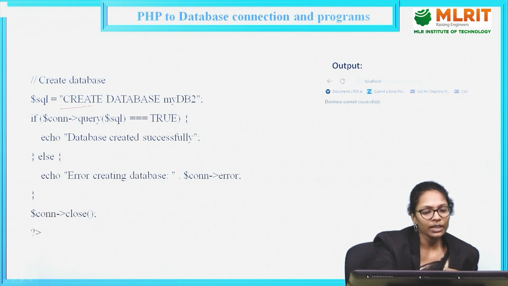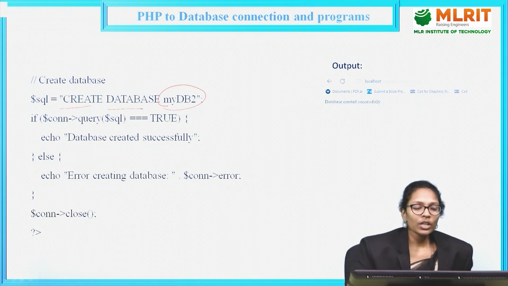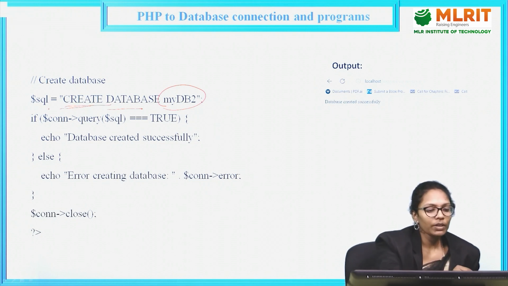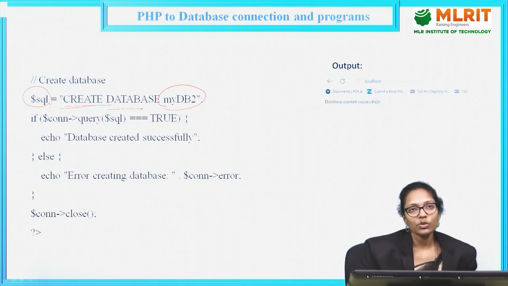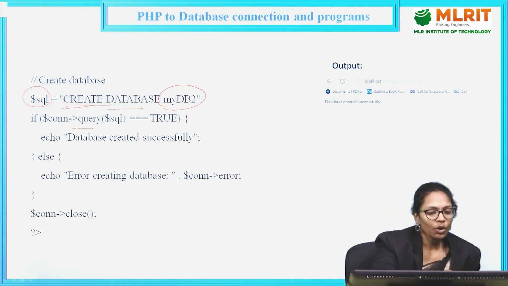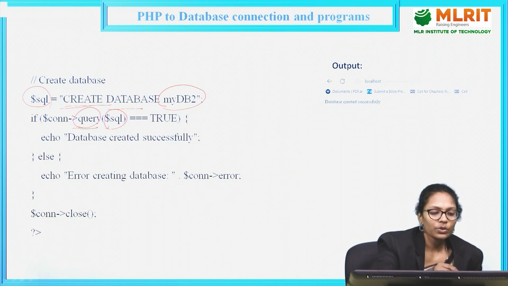So, create database. The database name is mydb2. Now this value I am storing in a variable called $SQL, because I want to execute this query. To execute the query from PHP, you are using a method called query. For this query method, you are passing the argument as $SQL. So this query will be executed by this function.